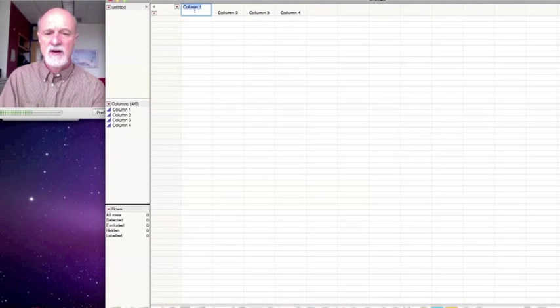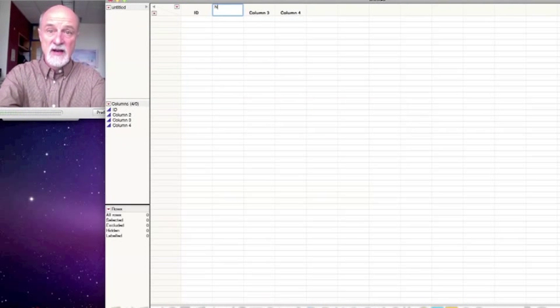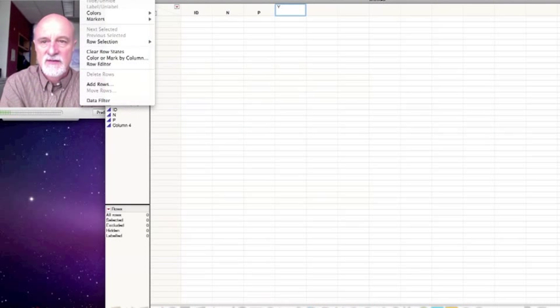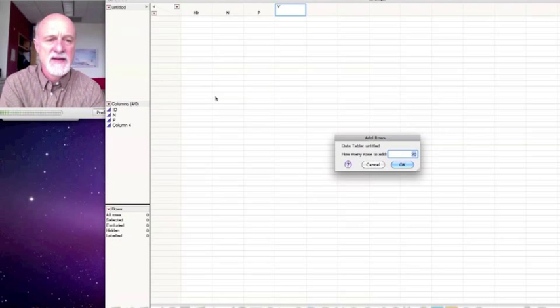And I'm going to call this one plant ID. I'm going to call this one nitrogen, phosphorus, and my Y variable. I'm giving them kind of shorthands here, so again, to keep this going along quickly. And I want to add rows to my data set. So I'm going to add 8 rows.